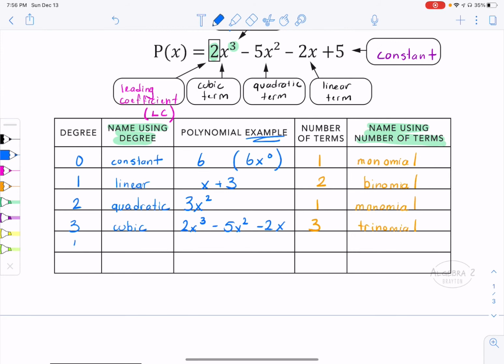Next, we have a degree of 4. This is called a quartic function. If I have an example of x to the 4th plus 3x squared, this particular example is only 2 terms, and 2 terms is a binomial.